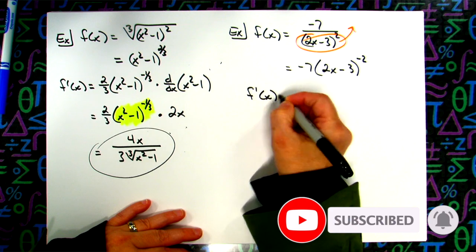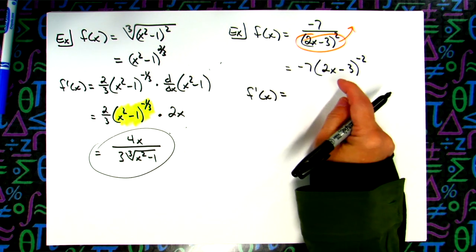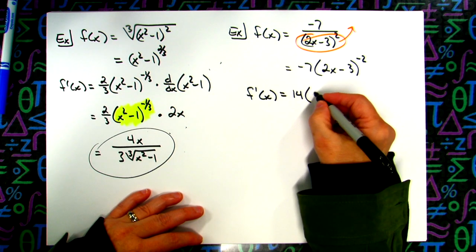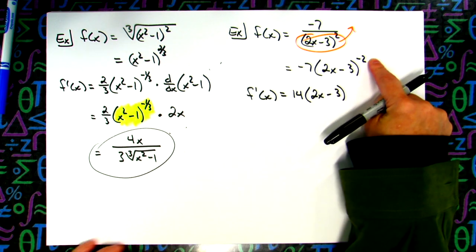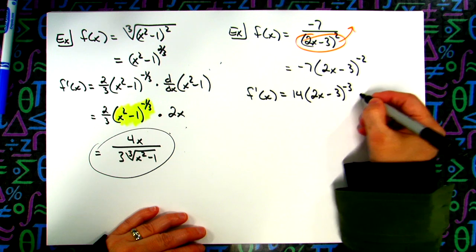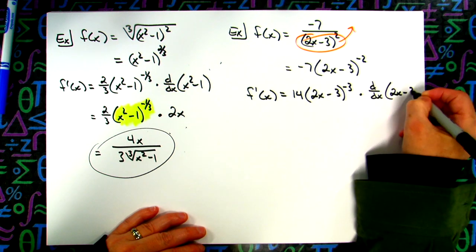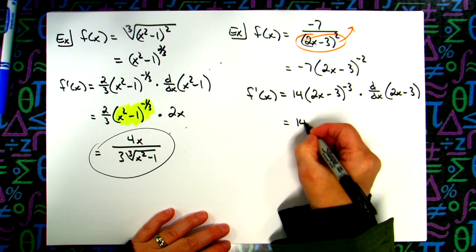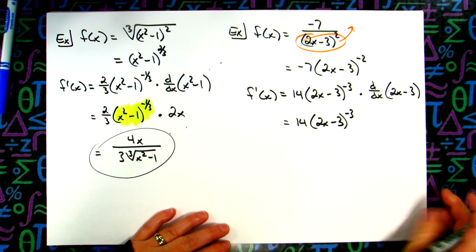F prime of x. Power rule. So pulling that negative 2 down in front is going to give me a 14. Leave the inside alone, 2x minus 3. Subtract 1 here, negative 3. And then times the derivative of that inside. So again, I've got a 14, a 2x minus 3 to the negative 3rd, which I'm just going to leave alone in that step.